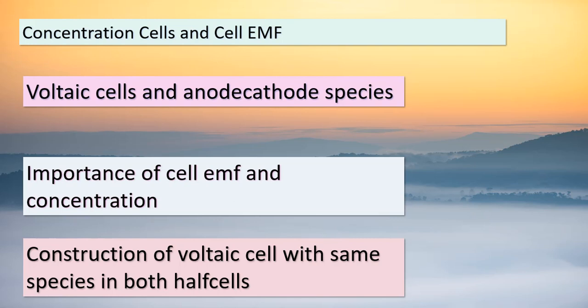Surprisingly, we can create a voltaic cell using the same species in both half cells, as long as their concentrations differ. When these concentrations vary, a cell can still generate an electromotive force, and we refer to this type of cell as a concentration cell. Let's journey further and uncover the details of how concentration differences play a pivotal role in creating this EMF.